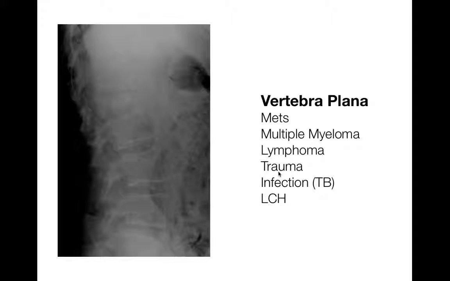Certainly trauma. They can have just collapse of the vertebral body, usually in very osteopenic individuals. And then infection, such as tuberculosis, would be one thing to consider, which could cause collapse of the vertebral body. So just a standard differential for vertebra plana: METs, multiple myeloma, lymphoma, traumatic collapse, infectious processes, and think of tuberculosis, though it doesn't have to be. And in the kids or young adults, think of EG.